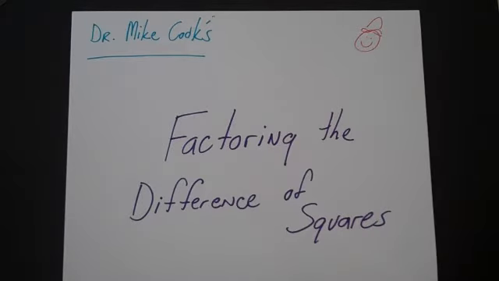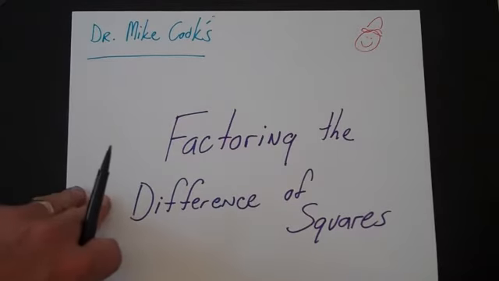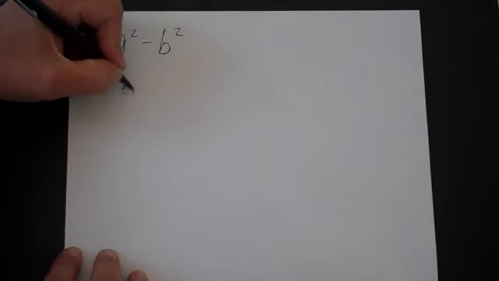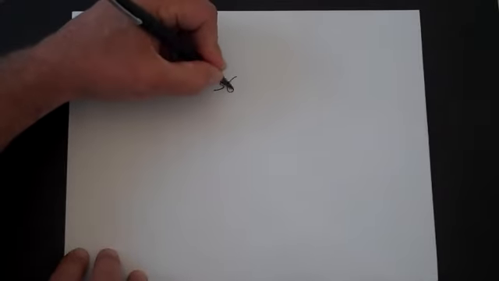Now let's look at factoring the difference of two squares. So first let's think about what we mean by difference of two squares. What we mean is when you have something that looks like a squared minus b squared. For example, if you have x squared minus 36.